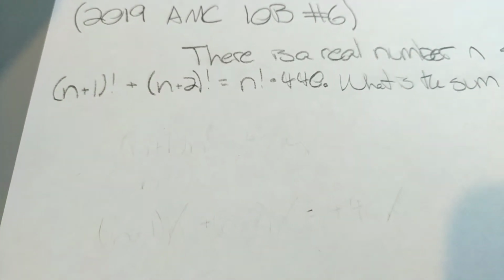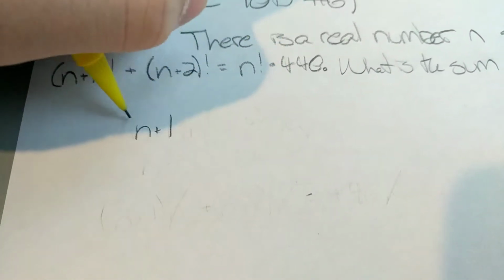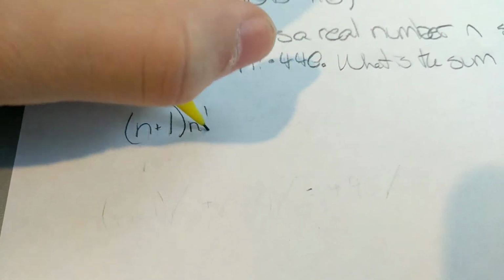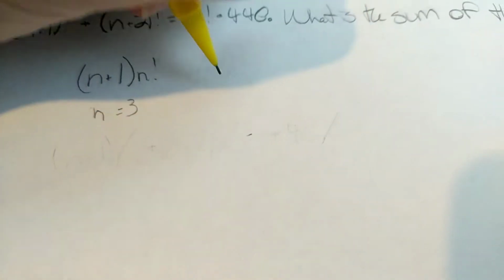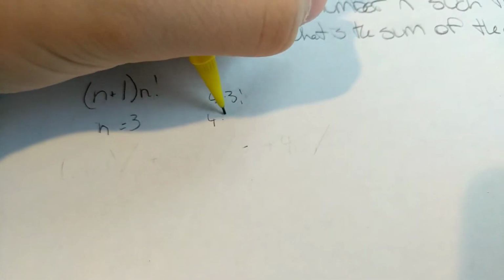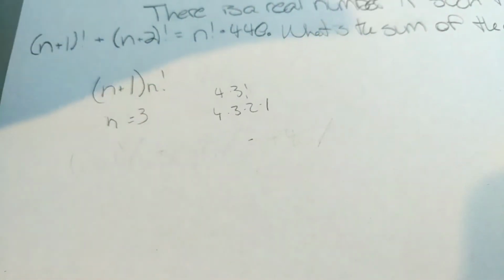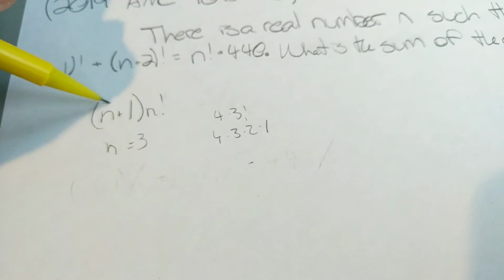Okay, so first I'm going to try and take this equation and have it so that I can divide by n factorial. Now I'm going to take (n+1)! and turn it into (n+1) times n!. I'm going to show you why this is true. Let's say that n equals 3. Then I would have 4 times 3 factorial, or 4 times 3 times 2 times 1. Now that's the same thing as saying 4 times 3 factorial. So we can say that these two are the same.